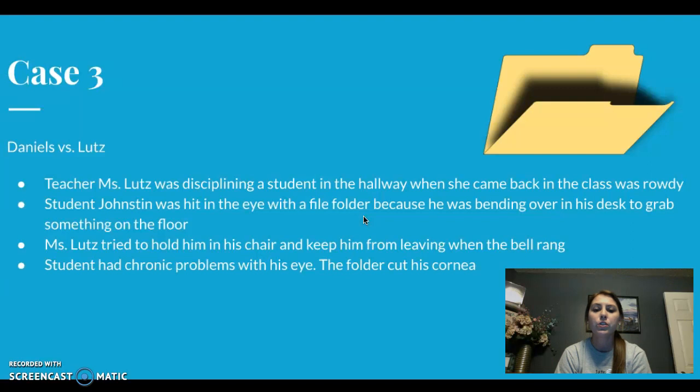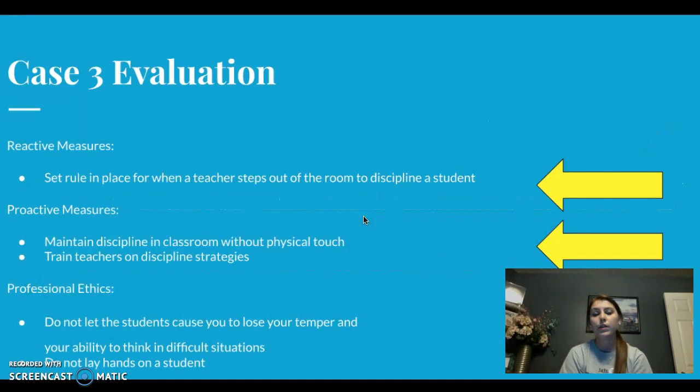She tried to hold him in his chair and keep him from leaving when the bell rang, and the student ended up having chronic problems with his eye. The folder actually cut his cornea. So what can we learn from this case? Set rules in place for when a teacher steps out of the room to discipline a student.